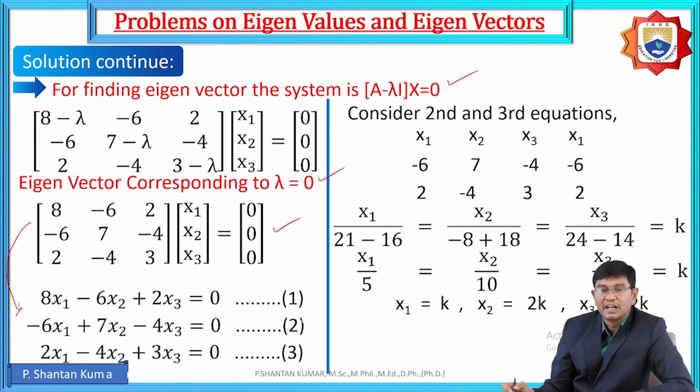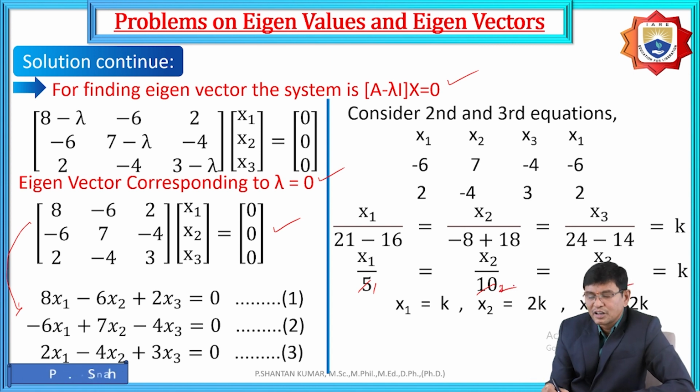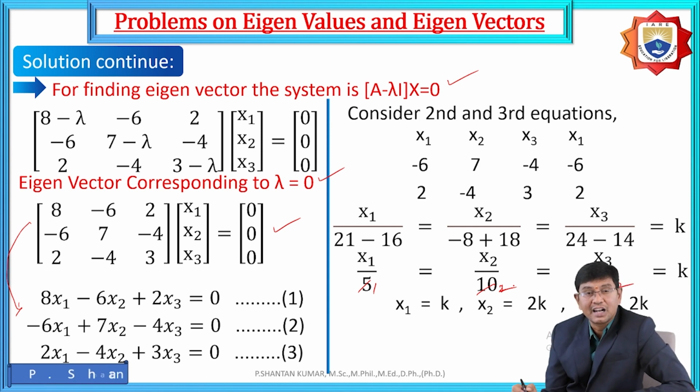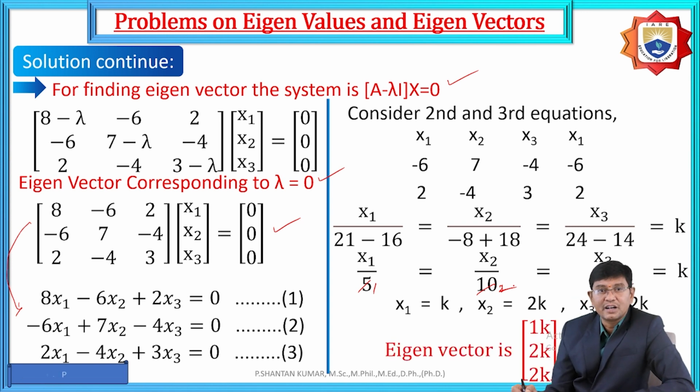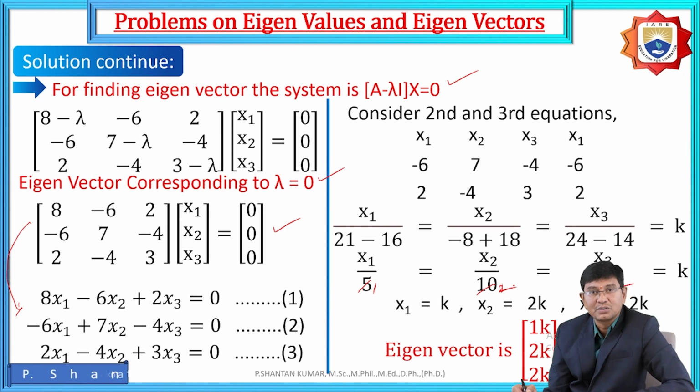Therefore x1 is equal to k, x2 is equal to 2k, and x3 is also equal to 2k. These are the eigenvector corresponding to lambda equal to 0. Therefore, 1k, 2k, 2k gives 1, 2, 2 as the eigenvector corresponding to the eigenvalue lambda equal to 0. This is the eigenvector.